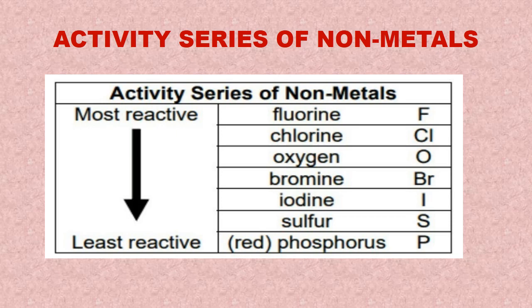Now, moving along, what you see here is the activity series of non-metals. Yes, there's also an arrangement of non-metals in the order of their reactivity. In this series, we have fluorine, chlorine, oxygen, bromine, iodine, sulfur, and phosphorus. The most reactive non-metal in this table is fluorine, and the least reactive is phosphorus. So as you move from the top, from fluorine down to phosphorus, the non-metals become less reactive, which affects the way they behave when they are reacting with other substances.